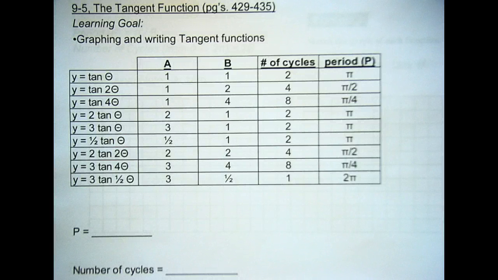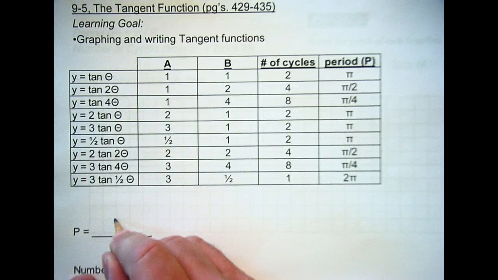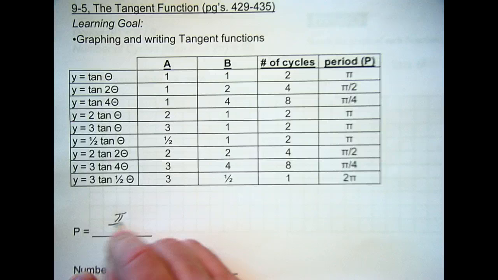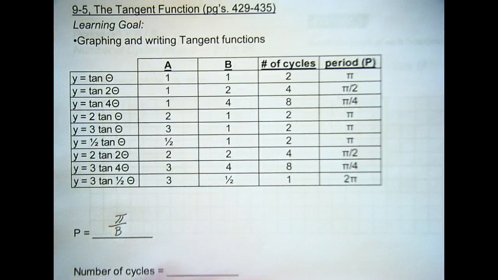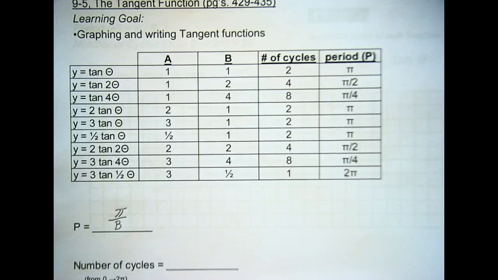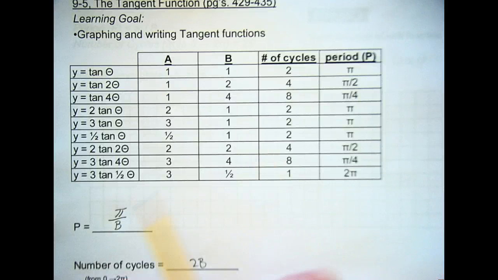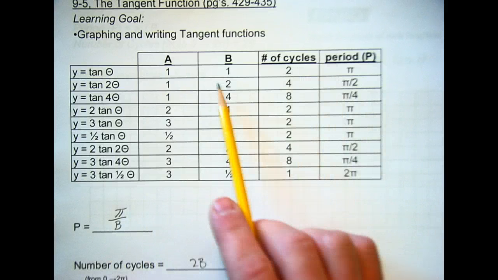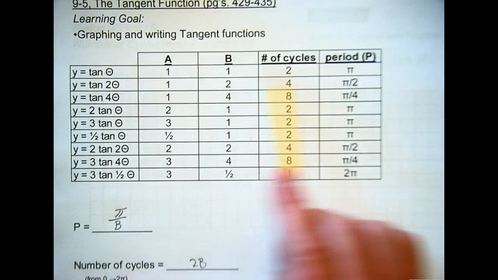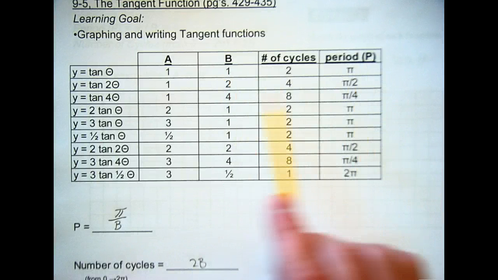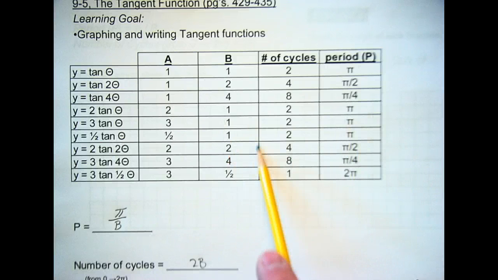Now, based on this, what was the period? It was pi over b. Yeah, pi over b. How many of you actually figured that out by looking at your graphs? Well done. Okay, how about the number of cycles? 2b. Good. So we see that if we have pi over b, if we take b over pi, we get our period every time. Pi over 2, pi over 4, pi over 1, pi over 1, pi over 2.